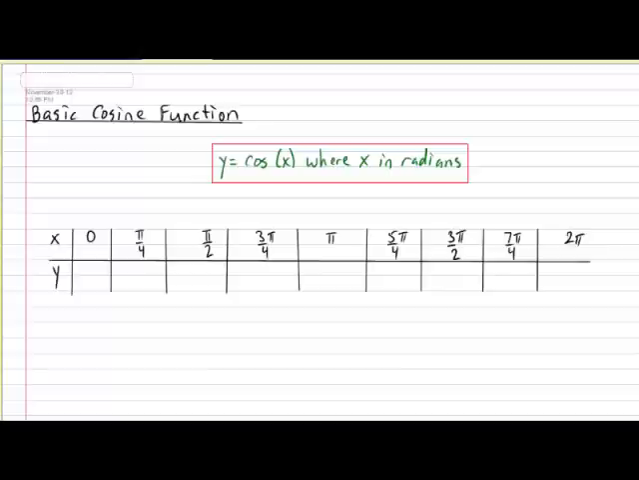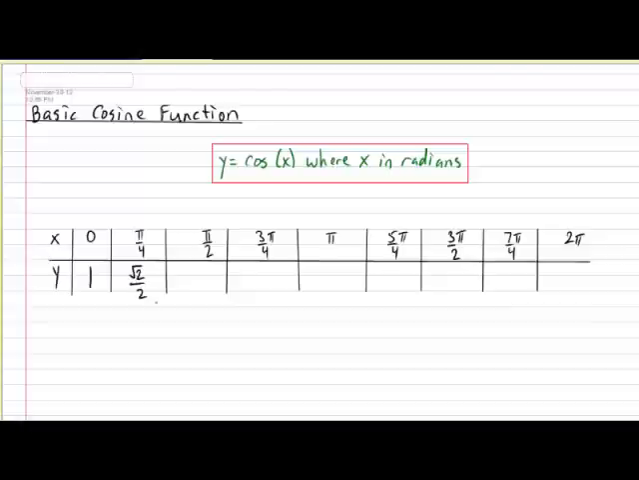These x values were chosen because they all appear on the trig circle, so it's very easy to determine the y values. Please recall that the cosine of an angle corresponds to the x-coordinate of the trig point belonging to that angle. Let's begin. When the angle is 0, cosine of 0 gives us 1. When x is pi over 4, cosine of pi over 4 gives us negative root 2 over 2.